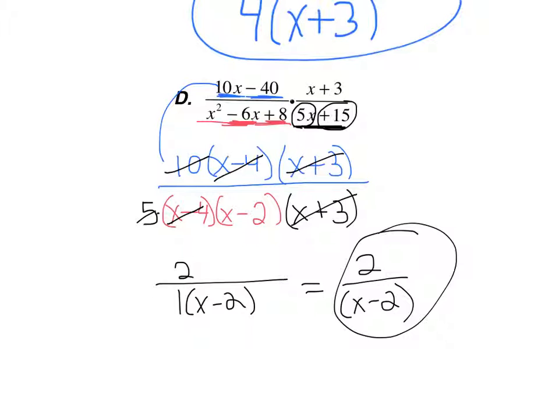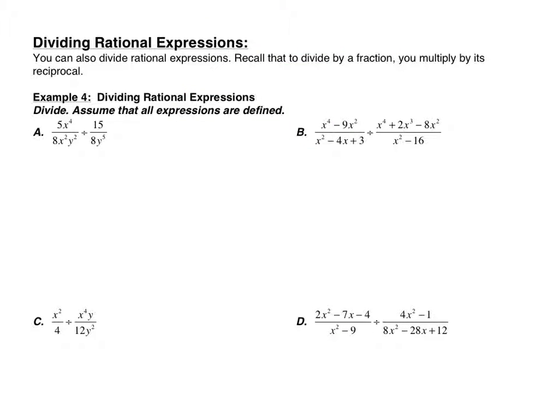Please note that on the bottom it's x minus 2, so I can't cancel out the 2's and get 1 because it would change the ratio. That was multiplication. Now let's go ahead and look at division. In division, same rules apply.